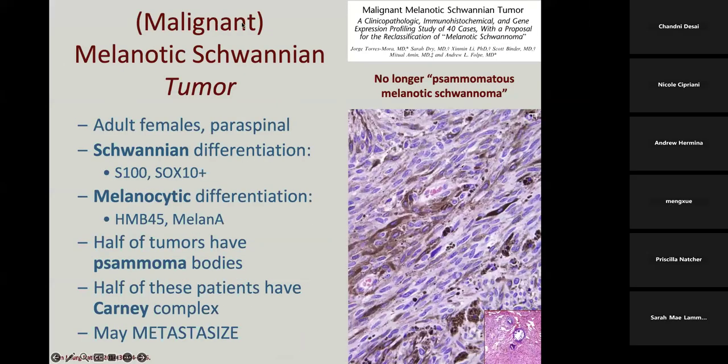A confounder here is your melanotic Schwannian tumor, which can mimic either a schwannoma because of S100 SOX10 expression, or a melanoma because of HMB45 and Melan-A expression and significant melanin pigmentation. These are usually in the paraspinal region of adults. Some of these have Carney complex. They can metastasize, hence Schwannian tumor, as opposed to just pure schwannoma. But they used to be called melanotic schwannoma.